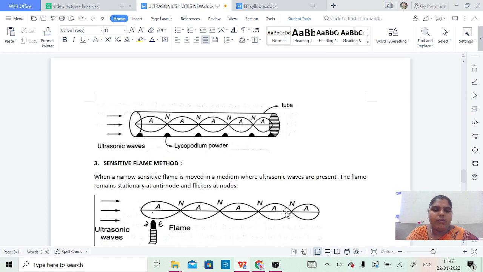See how it will be. At a node the lycopodium powder will be present, and at an antinode it will disappear, okay.